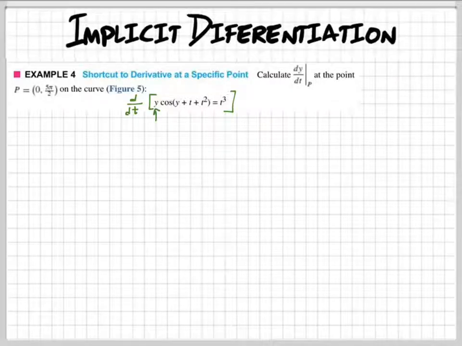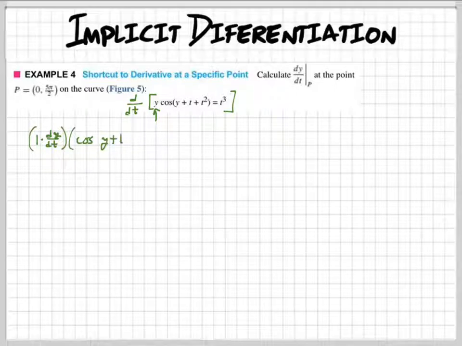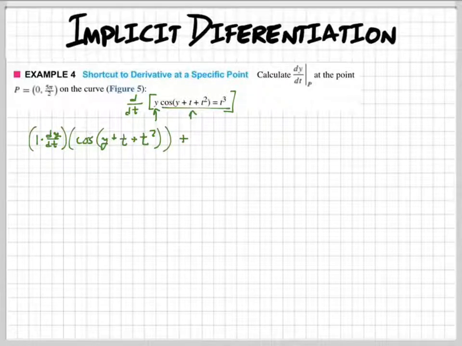First thing you're going to do is take the derivative of y. The derivative of y is 1, and you have to multiply it by dy over dt. And we multiply that times the other function it's multiplying, so we have cosine of y plus t squared. Oh man, my pluses look like t's. Let me fix that. Then we're going to add the derivative of the second one times the first. So I'm going to write the first down first so I don't forget it.